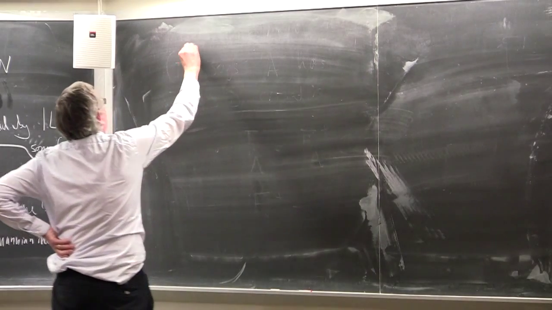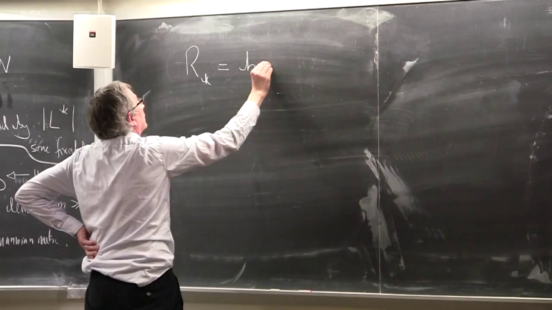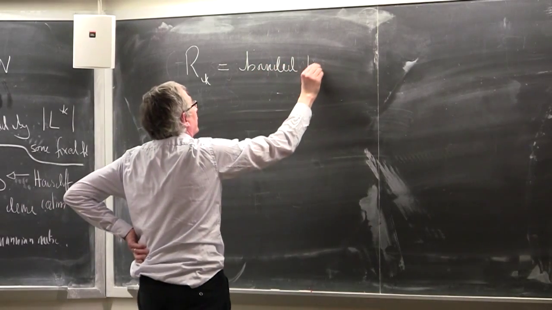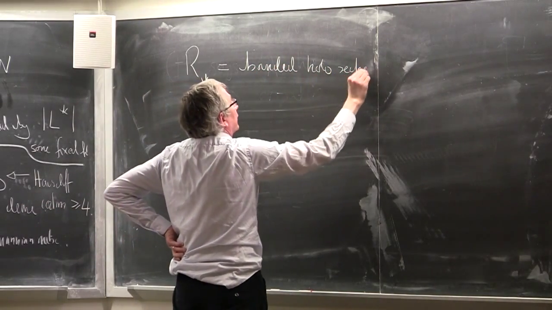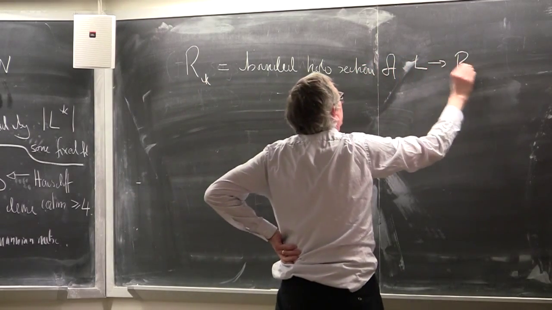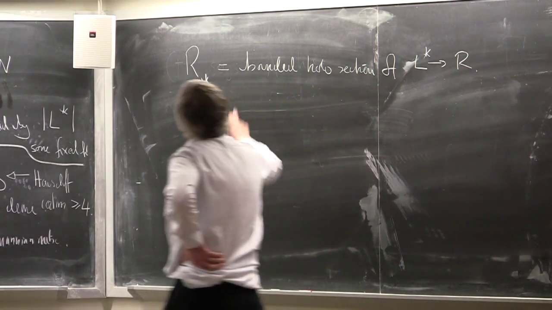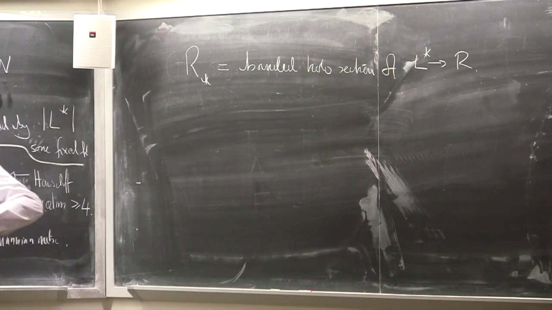for each k we can define R_k, so we say R_k is bounded holomorphic sections of L to the K over X. So these things obviously form a ring. If you multiply two bounded sections, you get a bounded section.